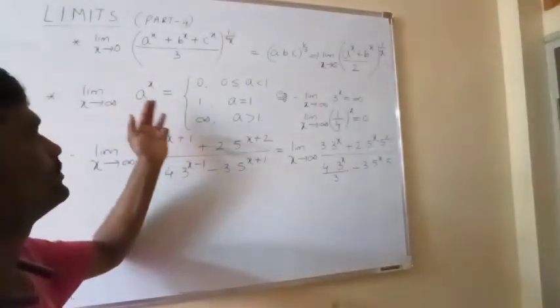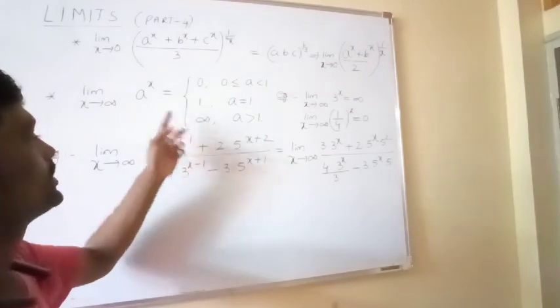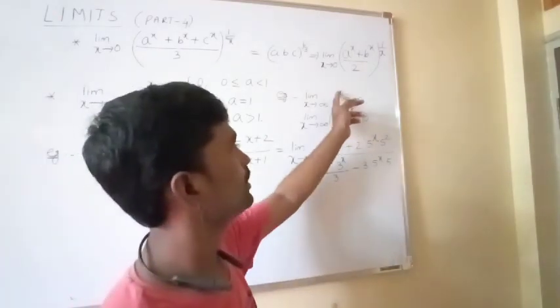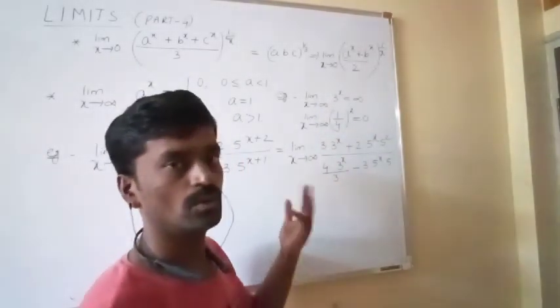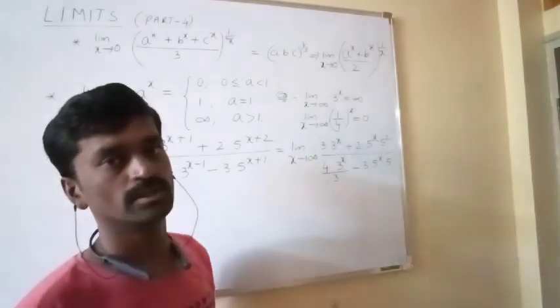Next, if A value is 1, 1 power x is 1. So limit x tends to infinity 1 is 1 only. Next, when A is greater than 1, A power x tends to infinity as x tends to infinity. Example, your base is 3. A value is 3, more than 1. So when x tends to infinity, 3 power x is also tending to infinity.